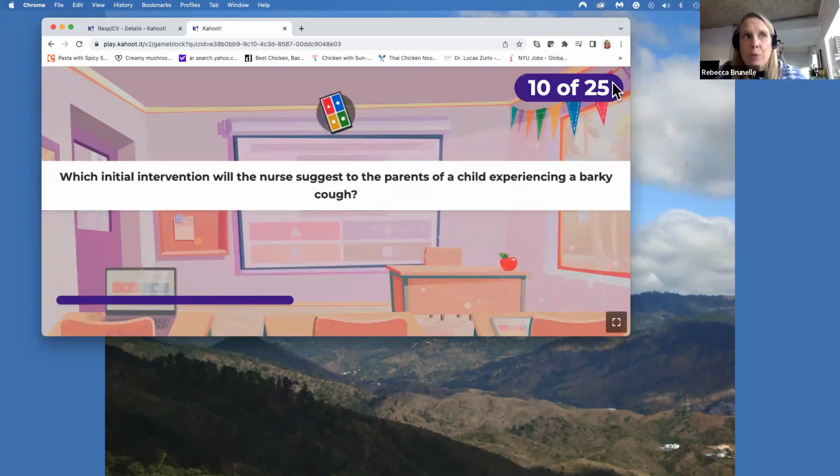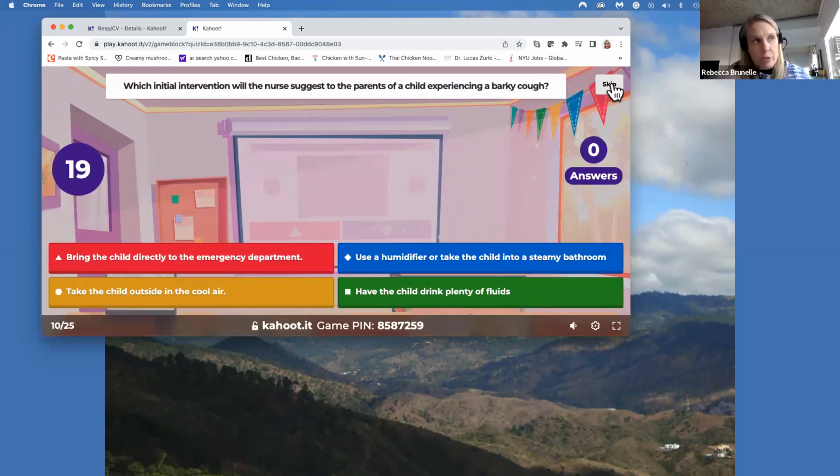So which intervention will the nurse suggest to the parents of a child experiencing a barky cough? Bring the child directly to the emergency department, take the child outside to cool air, use a humidifier or take the child into a steamy bathroom, or have the child drink plenty of fluids.